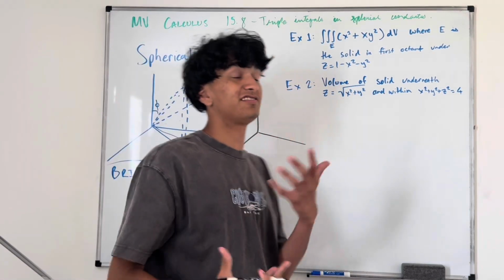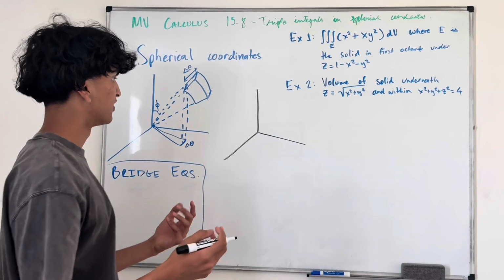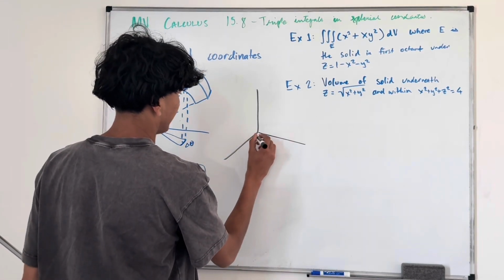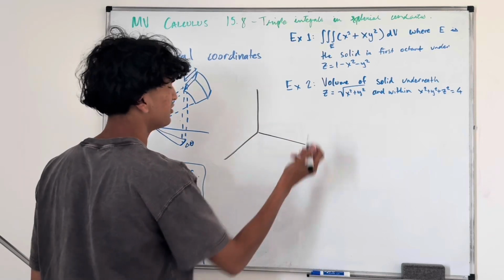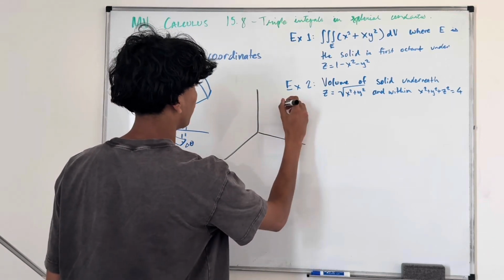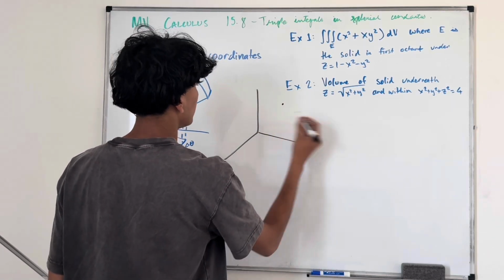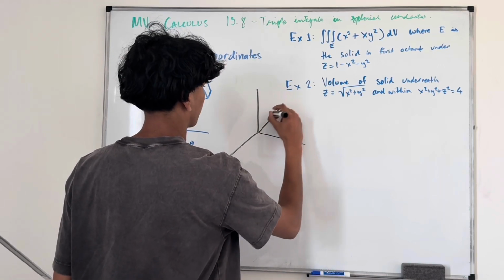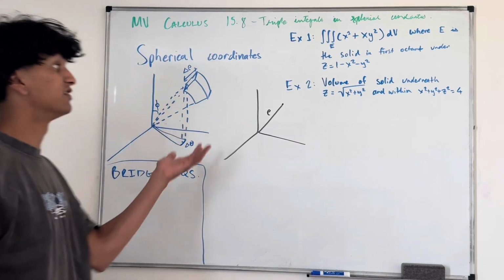So you need a rho and you need an angle. You need an angle theta from the x. Let me draw it in real quick. So let's say you had a point x, y, z right here, right? Well, in spherical coordinates, it's a distance rho away from the origin.